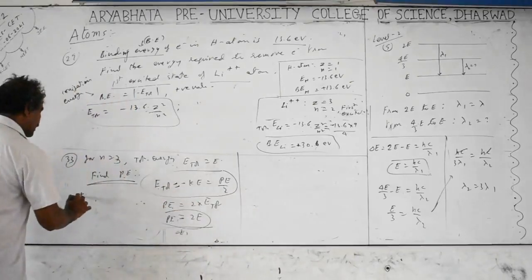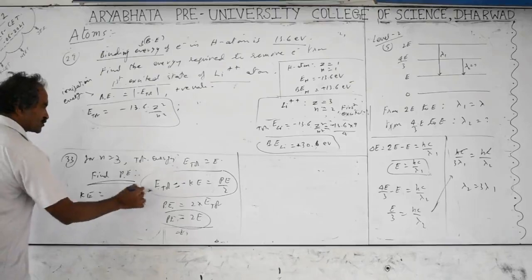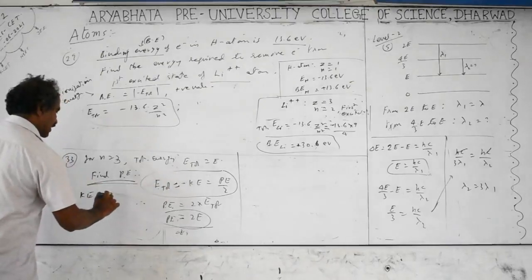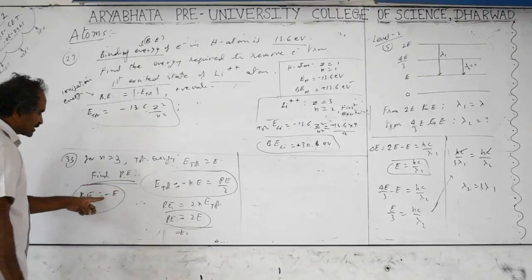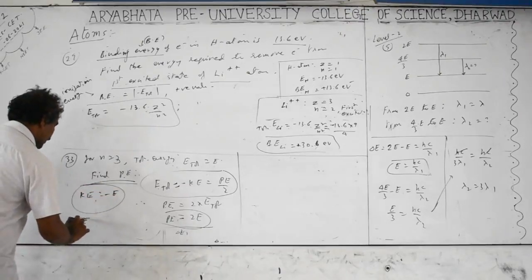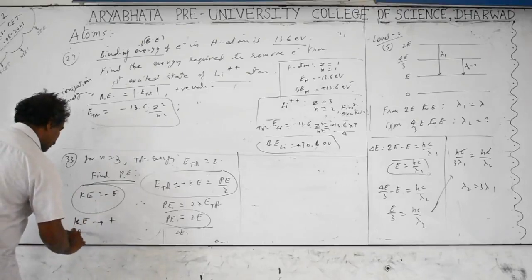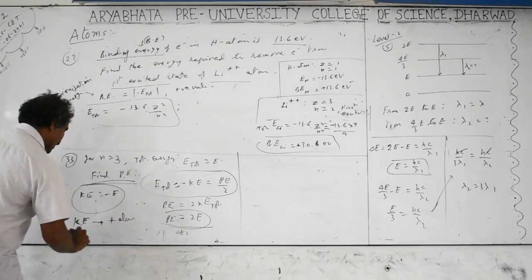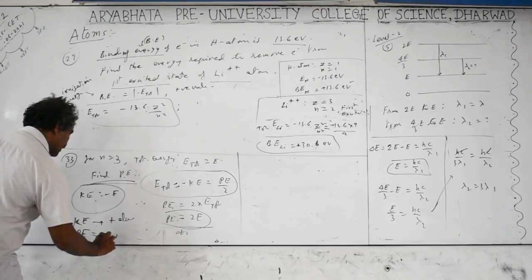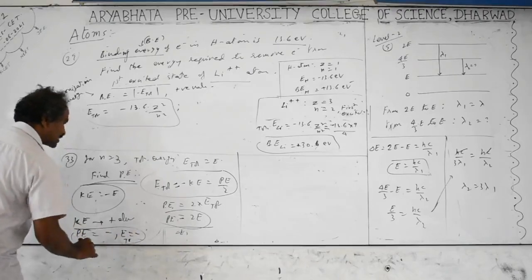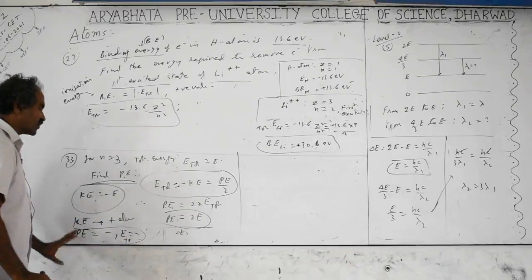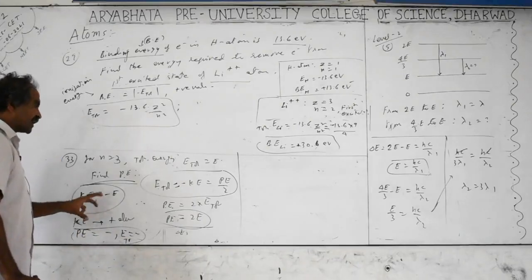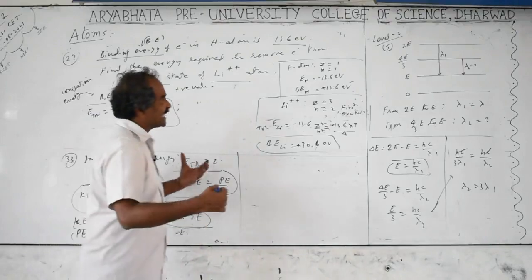What about the kinetic energy? This is not asked, but kinetic energy is minus of total energy, minus E. This E value is negative, so minus of minus is plus. Kinetic energy is always positive, and potential energy is negative, and total energy is negative. Negative potential and total energy is the condition specific to when an electron is bound to the nucleus. If these two are positive, the electron is not bound to the nucleus. Whether the electron is bound or not, kinetic energy you always take as positive.